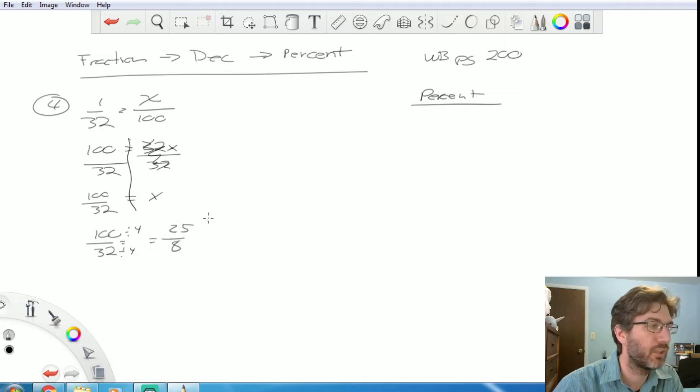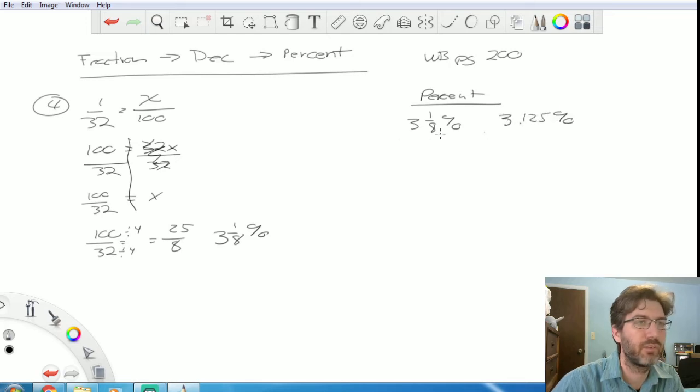How many times does 8 go into 25? That is 3 with 1/8 left over. So your answer is 3 1/8%. However, if you took that as a decimal, you would have gotten 3.125%. So either one is really fine. And, you know, it works out.